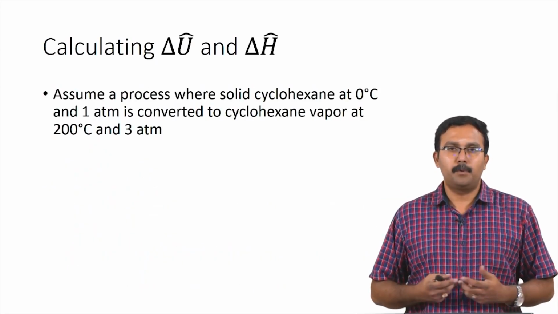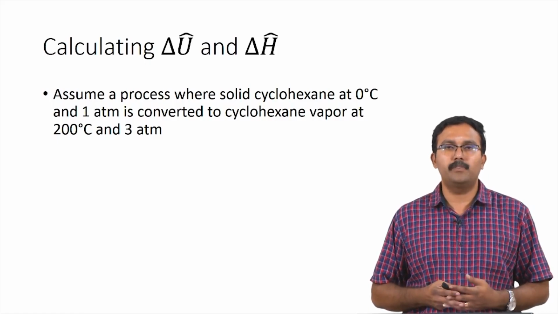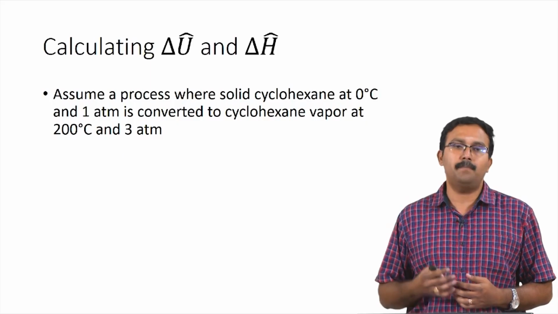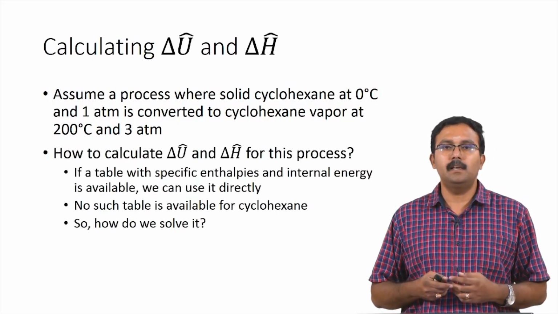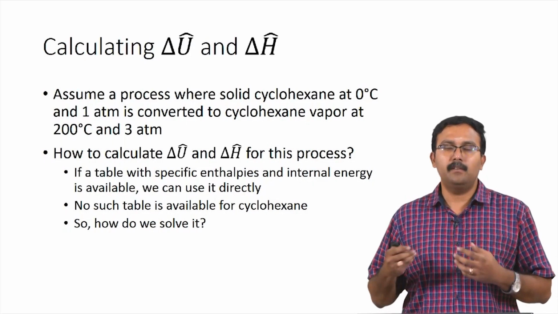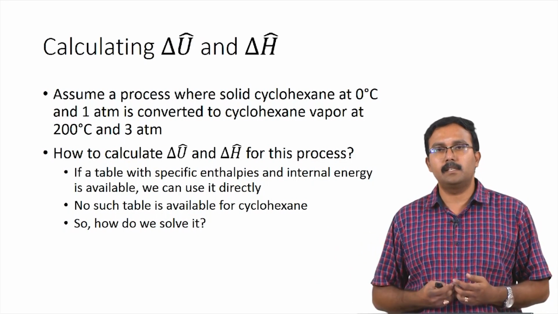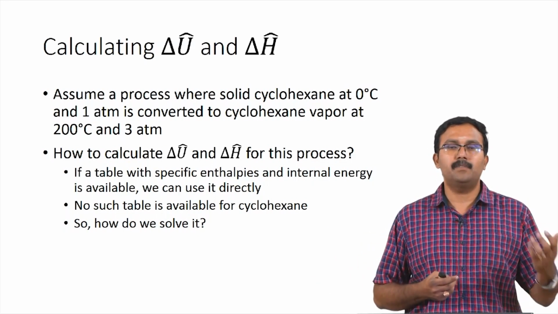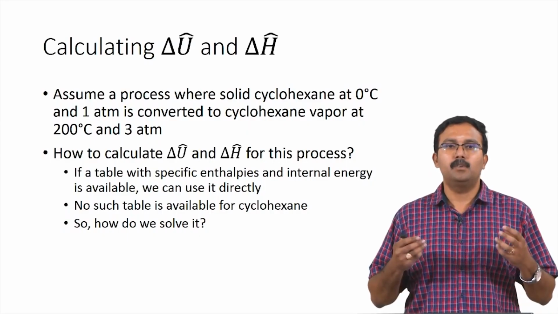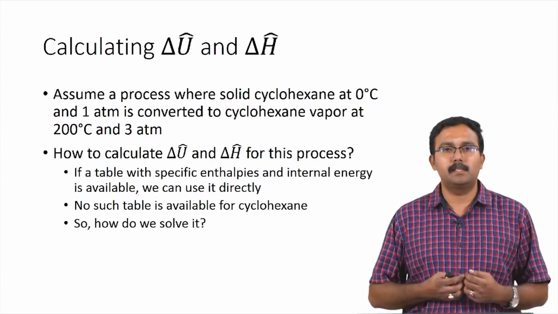So, let us assume this process where solid cyclohexane at 0 degree Celsius and 1 atmosphere is converted to cyclohexane vapor at 200 degree Celsius and 3 atmospheres. What you see here is all three factors are changing. Your temperature is changing from 0 degree Celsius to 200 degree Celsius, pressure is changing from 1 atmosphere to 3 atmospheres, phase is changing from solid to vapor. So, what you actually have is all three things changing and most probably simultaneously.